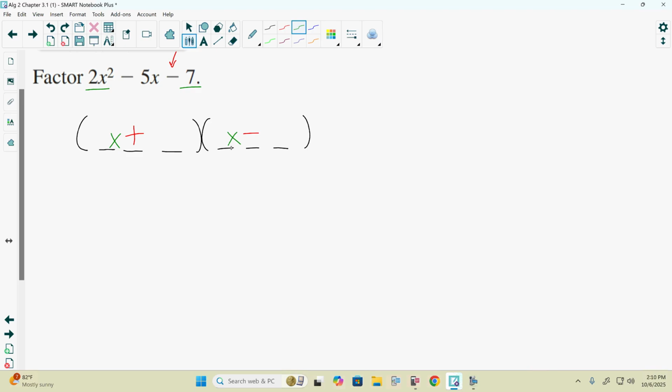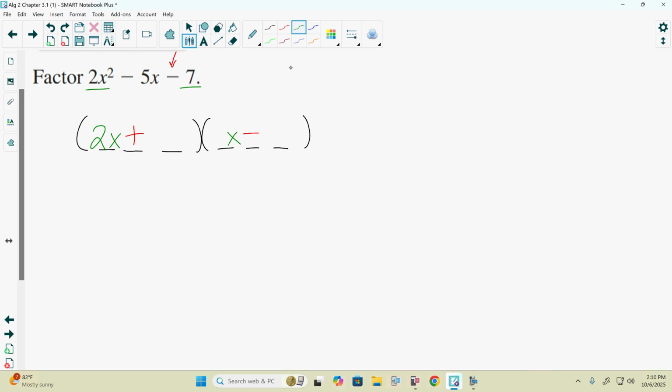Factors of 2 are 2 and 1, yes? So I could say 2x and then write 1x. I just need to put 2 in one of them. So we can put 2 here. Now you can put the 1 there. Really doesn't matter because 1x or x is understood to be the same thing.